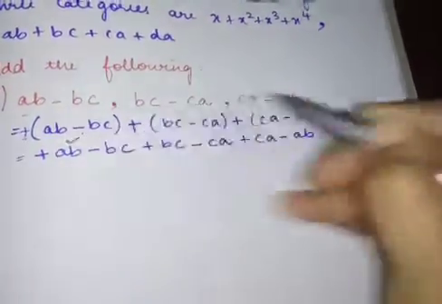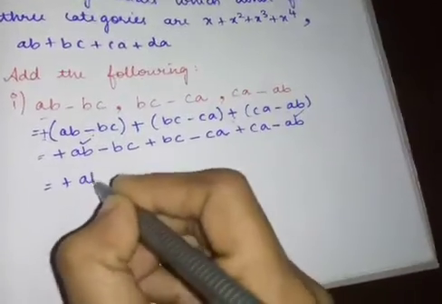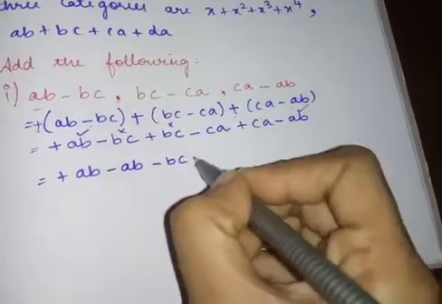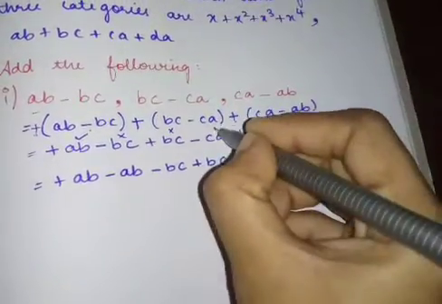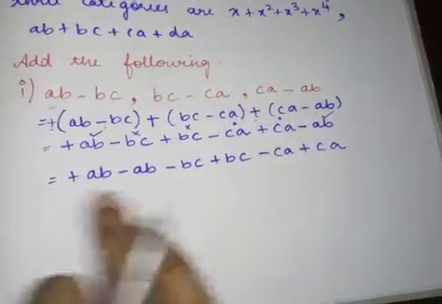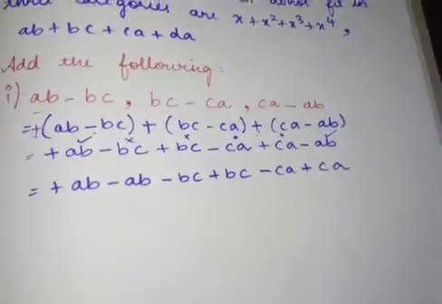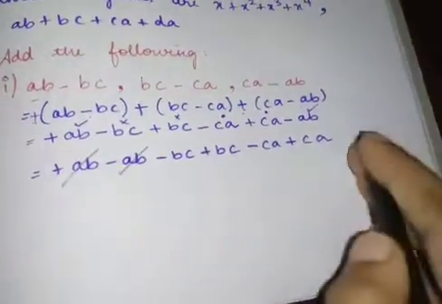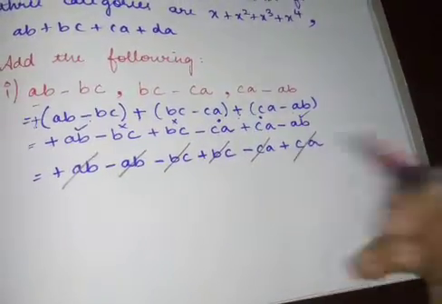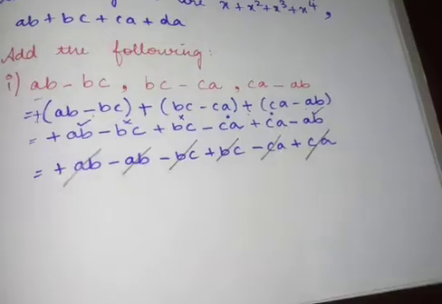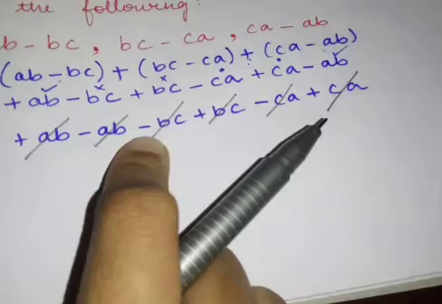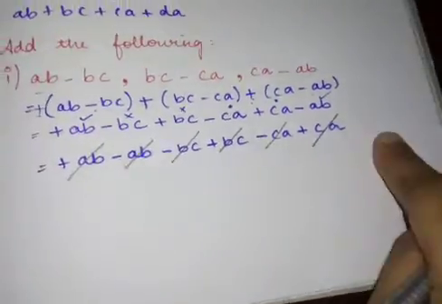So AB terms all will do it together, plus AB minus AB. Next, BC terms together I'll do it, minus BC plus BC. Next, CA terms I will write together. Listen children, plus AB minus AB cancel. Can we cancel like that? Plus AB minus AB cancel. Minus BC plus BC cancel. Minus CA plus CA cancel, because everything is the same variable but different sign. So you can subtract it, right? So AB minus AB is 0 only, no? So everything got cancelled now.